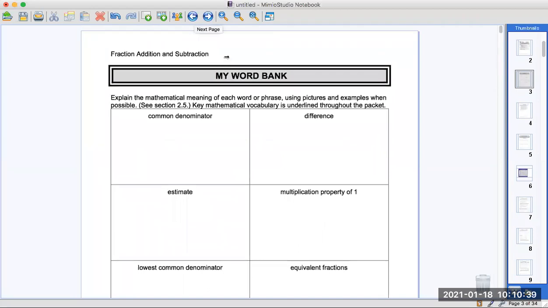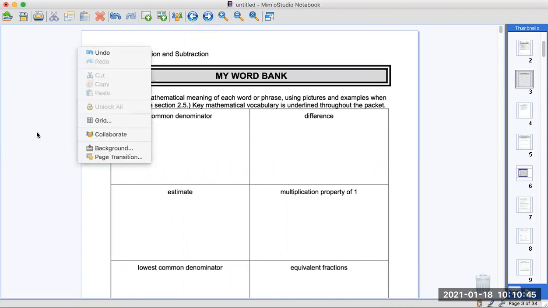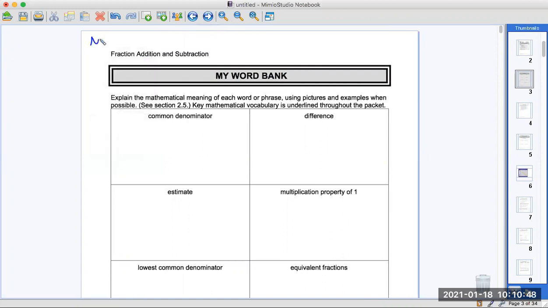I'm just going to give you an overview in the beginning, what you have to do for homework and which parts I'm giving you for notes. The word bank is always notes. So put that word in the corner of your page.